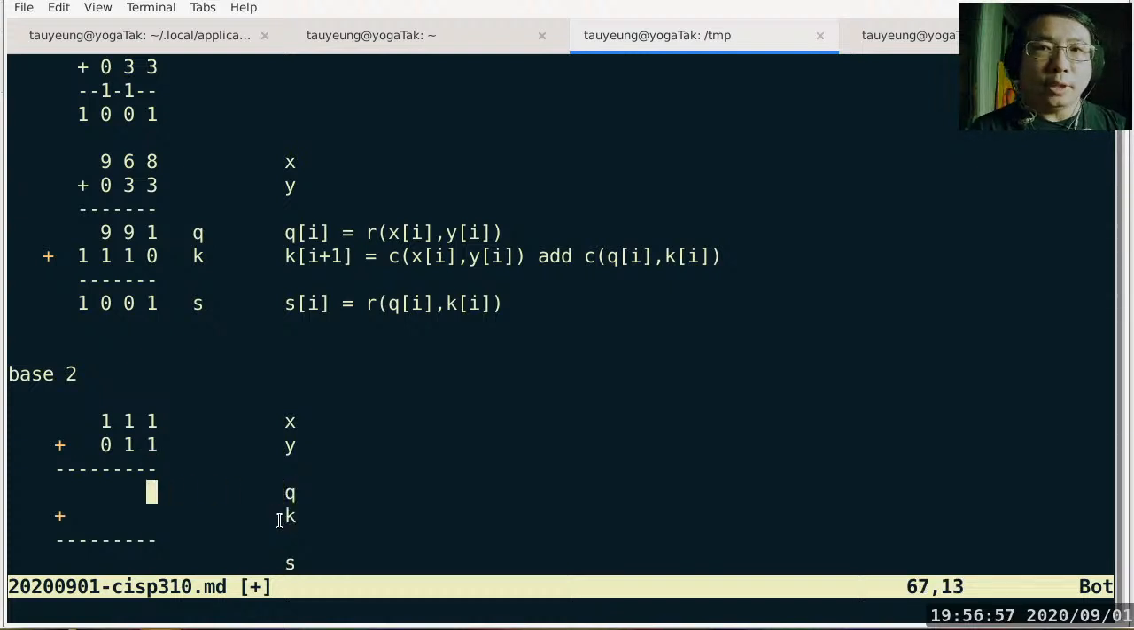So Q hasn't really changed its definition. Q is still the single digit result of adding X and Y in this particular column. So what should I put here where the cursor is? What is Q0 in this case? It's just a 0, okay, because 1 plus 1 has a single digit of 0.